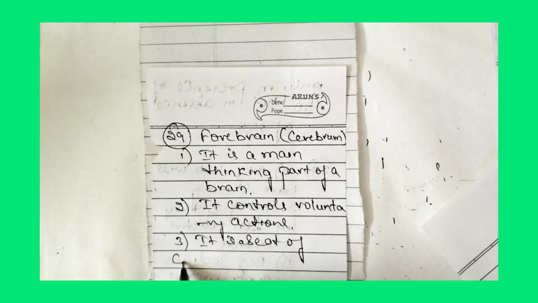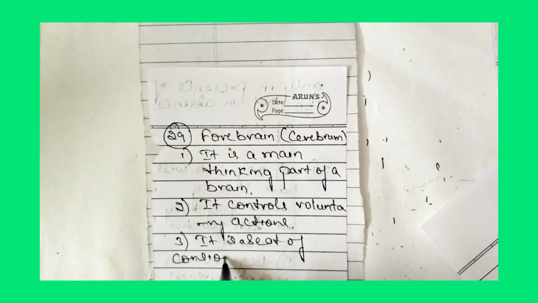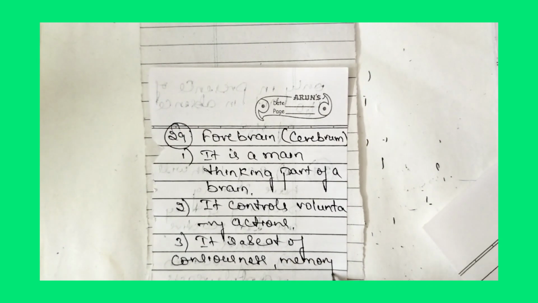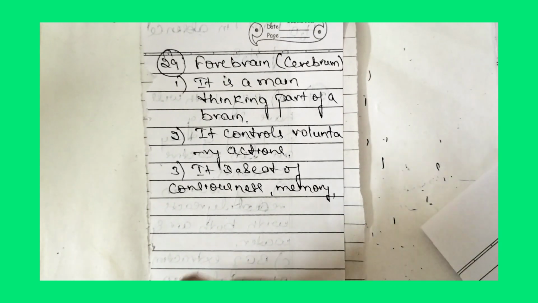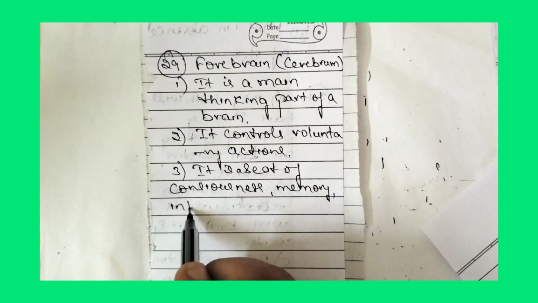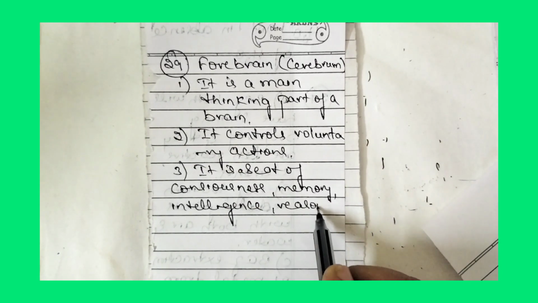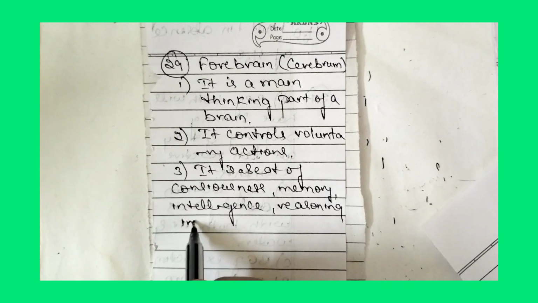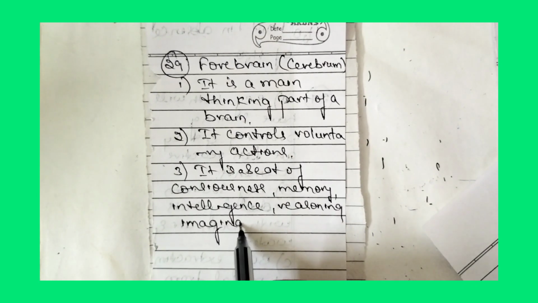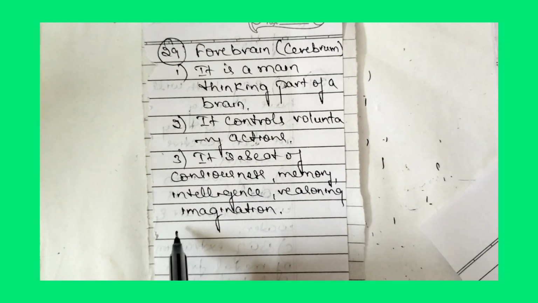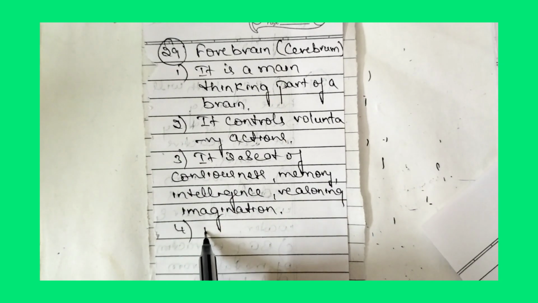Next, it is a seat of consciousness, memory, intelligence, reasoning, imagination. So all this comes under what we call cerebrum.